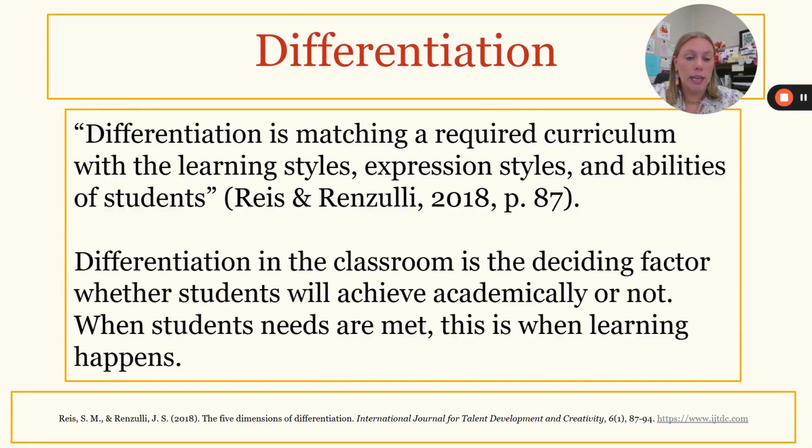Students do not all learn the same. When we build relationships and use data, we can find out how our students learn best. Differentiation in the classroom is the deciding factor whether students will achieve academically or not. When students' needs are met, this is when learning happens.